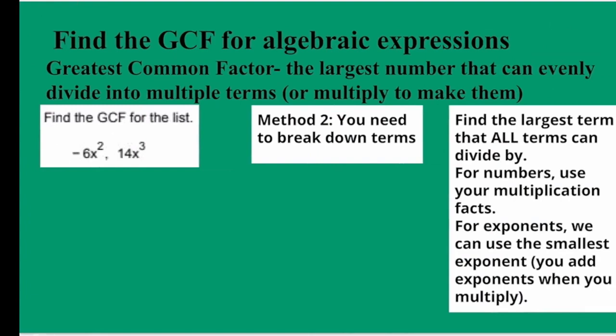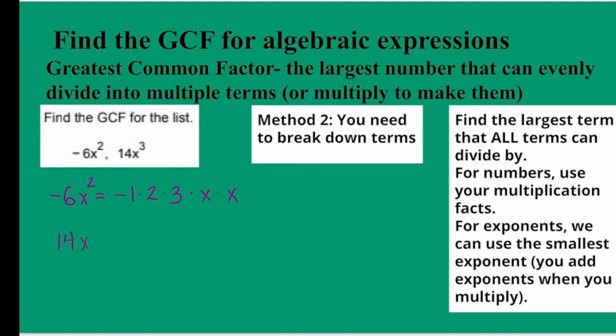So the second method of doing this is if you don't know your multiplication facts and you actually have to break down the terms. So it's the same problem. So now what we're going to do is take -6 and break it down into multiples. So prime factorization. -6 is -1 times 2 times 3. And then x squared is x times x. We have two x's there.